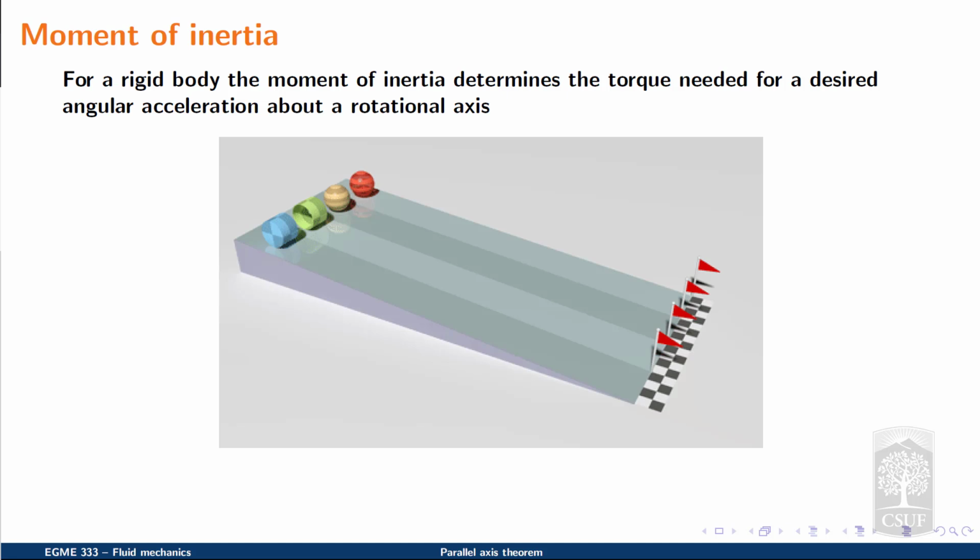same mass and the same radius. And let's observe what happens to these four objects as they roll down an incline without slipping.